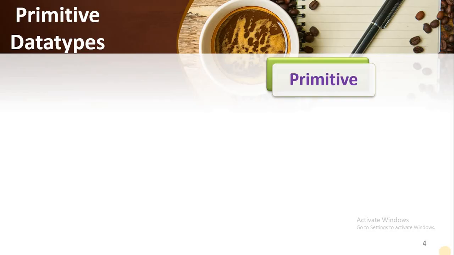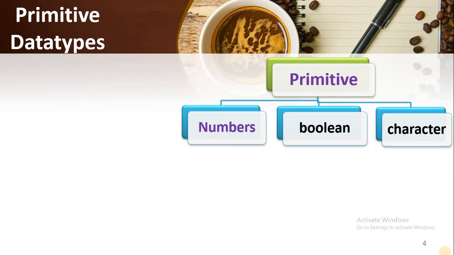In our last video, we already covered primitive and non-primitive data type properties. In this session, we are going to discuss the major categories of the primitive data type. Primitive data types at first step are divided into 3 types. Those are numbers, boolean, character. You may get the doubt why Java provides this many different types of data types.